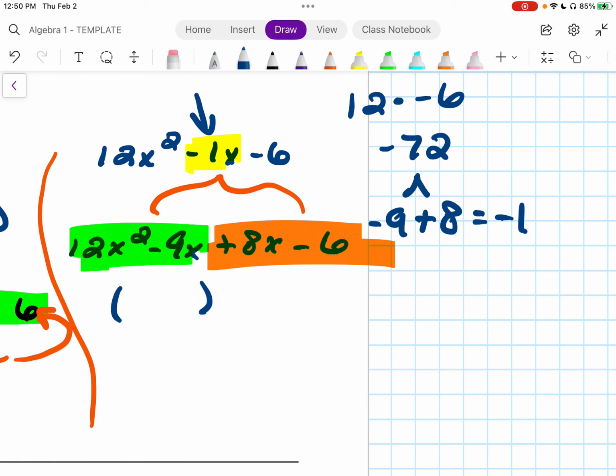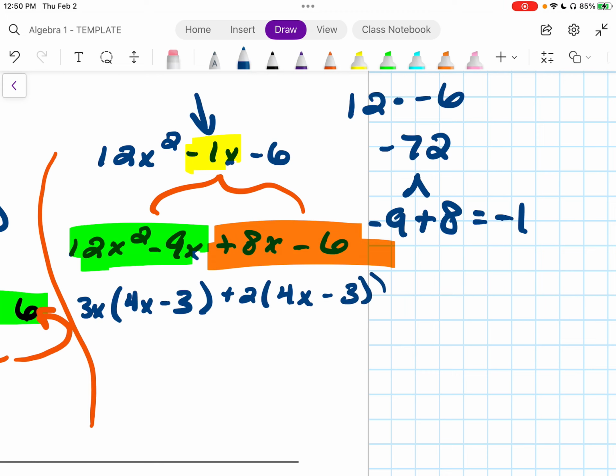So I want to think about what is the biggest number and x that I could pull out of here. I could pull out a 3x out of both of those. In the first piece, I'd be left with a 4x, and from the negative 9, I'd be left with a negative 3. Now in the second one, what could I pull out? A 2. So I can pull out plus 2 and this would be left with a 4x minus 3.